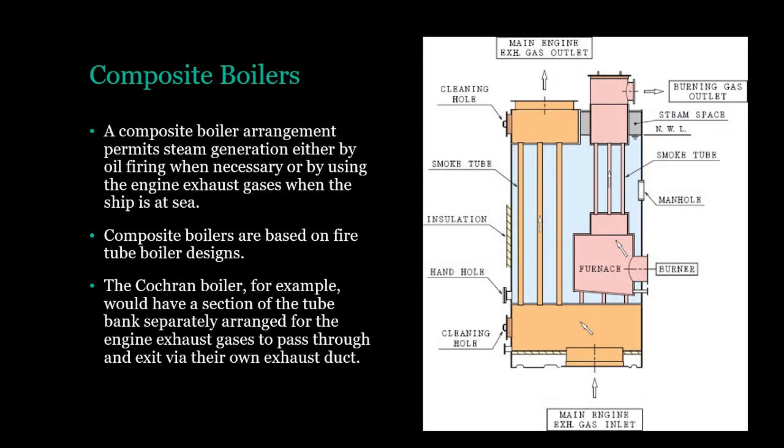A composite boiler arrangement permits steam generation either by oil firing when necessary or by using the engine exhaust gases when the ship is at sea. Composite boilers are based on fire tube boiler designs. The Cochrane boiler, for example, would have a section of the tube bank separately arranged for the engine exhaust gases to pass through and exit via their own exhaust duct.